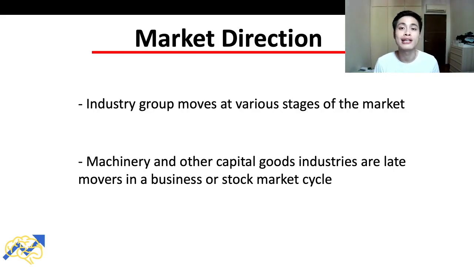In addition to taking a look at the general market averages, we can also take a look at the movement of industry groups, because industry groups move at various stages of the market. For example, machinery and other capital goods industries are late movers in a business or stock market cycle. If this machinery and other capital goods industry starts to take off, chances are we are in the later stage of a stock market cycle.